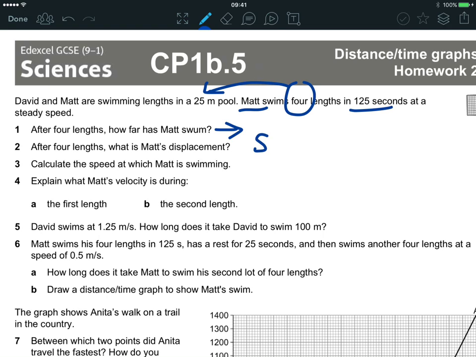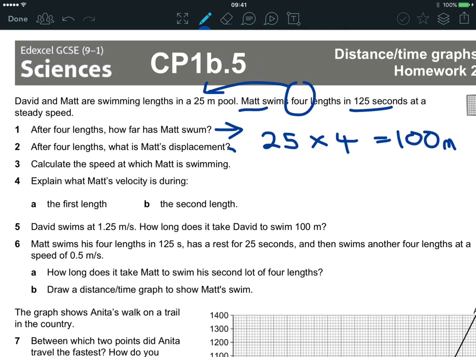So our equation is speed equals distance divided by time. And we are looking at after 4 lengths. Oh, we don't even need that equation. Okay, let's get rid of it. Okay, after 4 lengths, how far has Matt swum? Right, well, it's 25 metres per length. He's done 4 lengths, so that's 100 metres. Gosh, didn't need to go into the equation so soon.